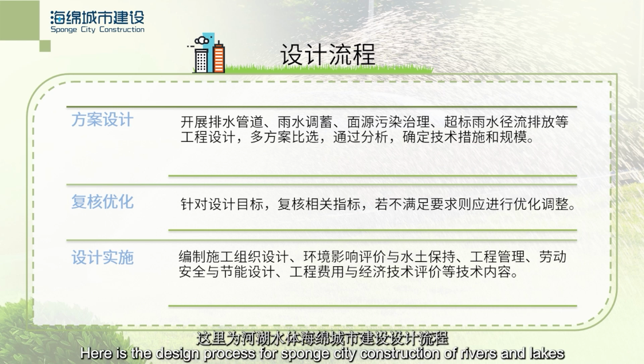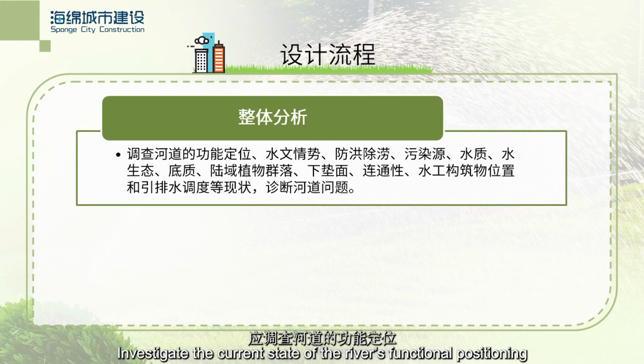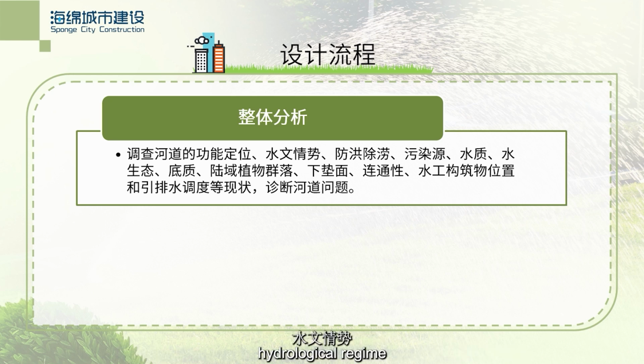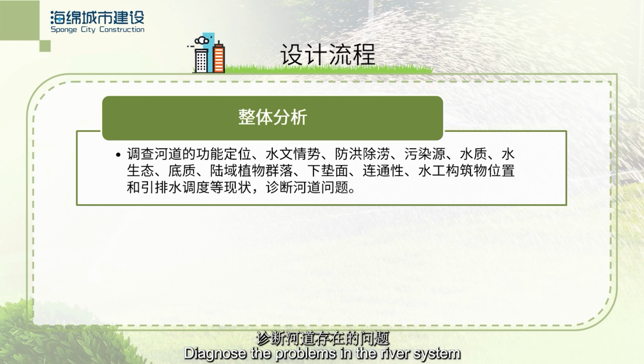Here is the design process for sponge city construction of rivers and lakes, which can also be divided into 6 steps. Comprehensive analysis: investigate the current state of the river, such as functional positioning, hydrological regime, flood control, pollution sources, water quality, aquatic ecology, substrate, terrestrial plant communities, underlying surface, connectivity, location of hydraulic structures, and water intake, discharge and scheduling. Diagnose the problems in the river system.